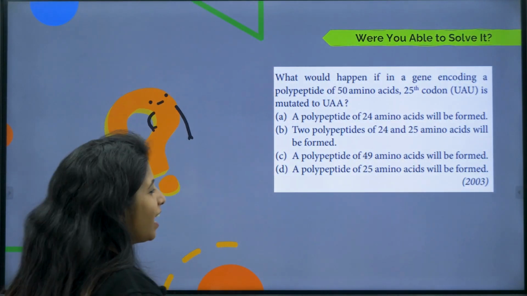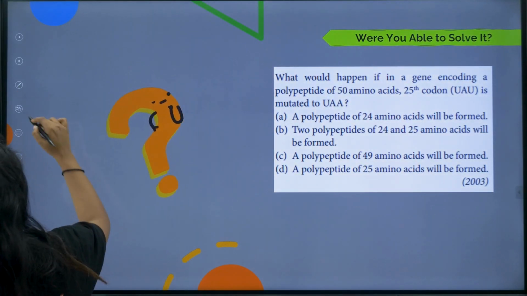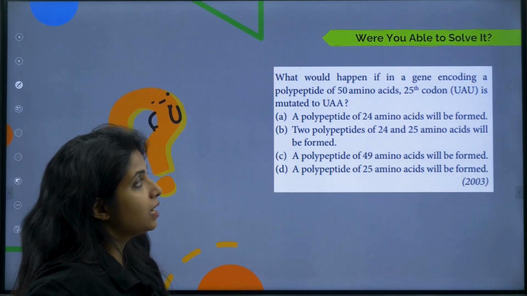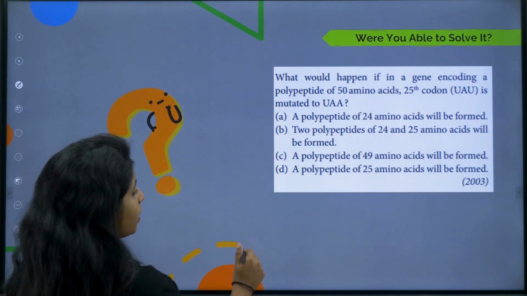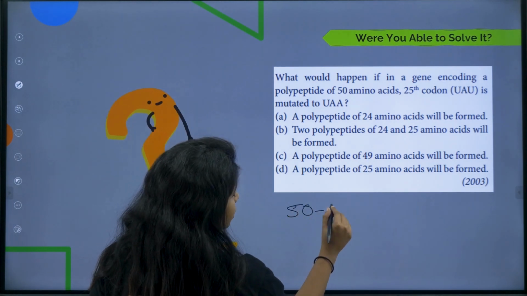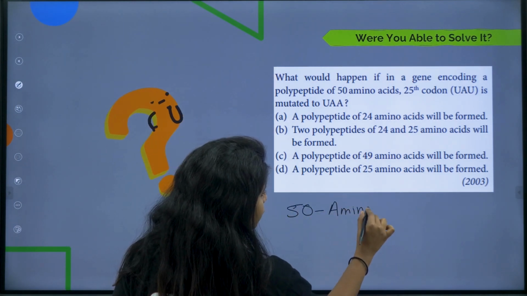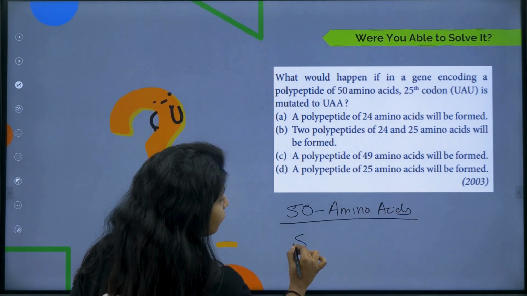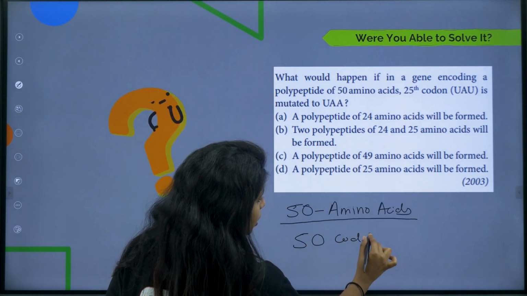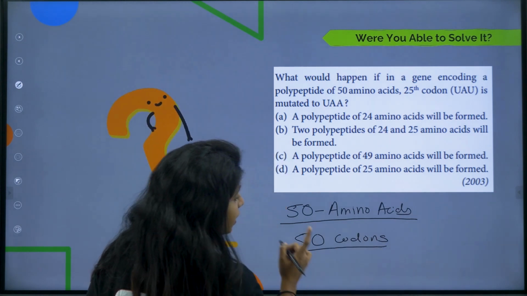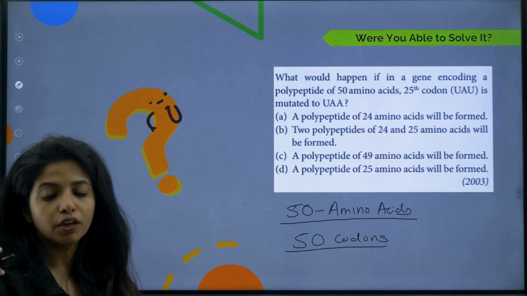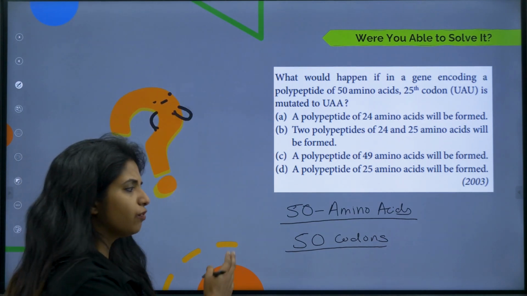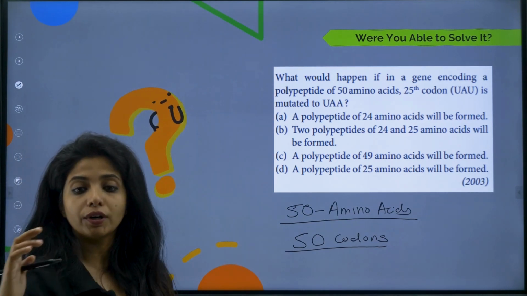And I believe my little chitkus solved this particular homework question. What would happen in a gene encoding a polypeptide of 50 amino acids? They have given the information that 50 amino acids are being formed with the help of this particular gene. So 50 amino acids means there will be 50 codons, and each codon will have 3 nucleotides. So 50 into 3, basically 150 nucleotides will be there.